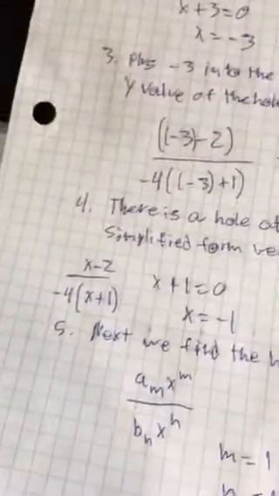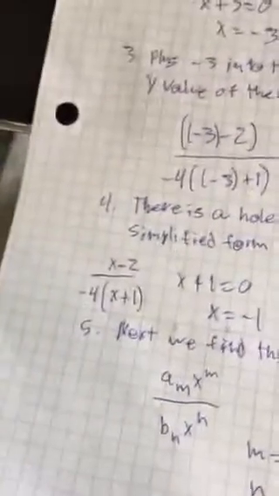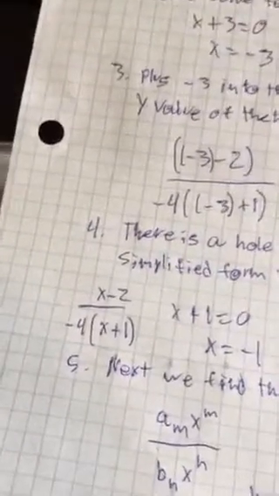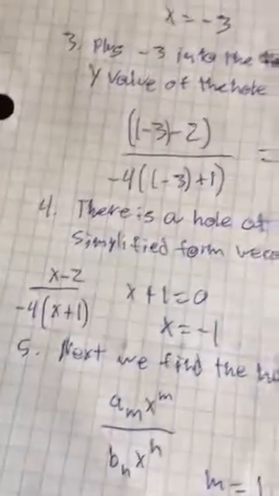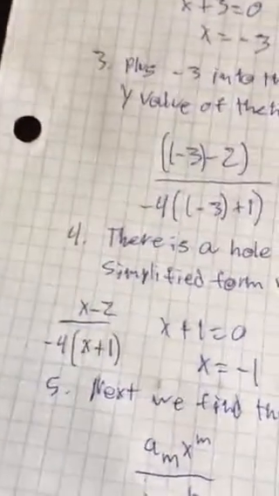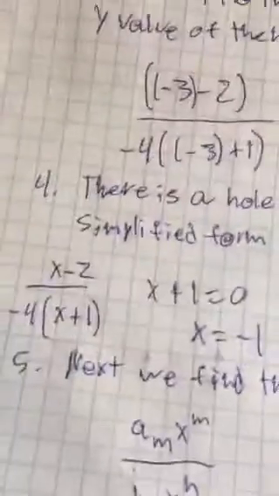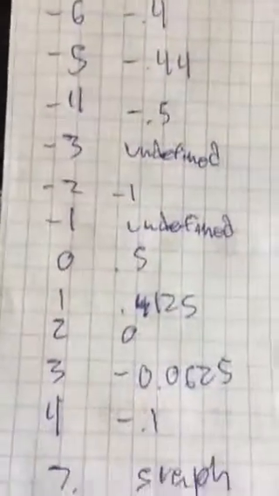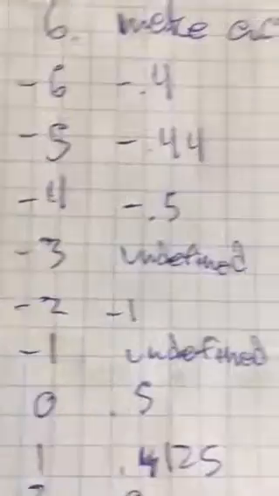So now we plug in values. I decided to do 5 away from the horizontal asymptote, and so we plug the numbers into this equation, and I've already done that. So here's all the numbers we got. Remember, -3 is a hole, so it's undefined.